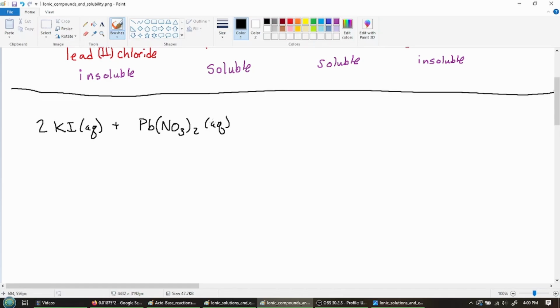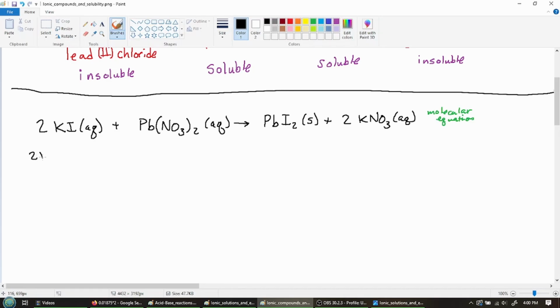So that one's also aqueous. And this is going to react to form lead 2 iodide. And this one's not going to be aqueous, actually. This is going to be solid. Plus 2 potassium nitrates. This one will be aqueous again. Now we've just written out here the molecular equation. Let's go from here and try to write out the complete ionic equation.